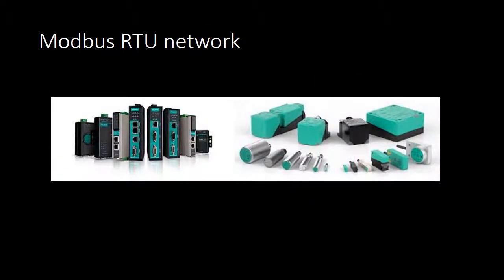A Modbus RTU serial network will have a master device, such as a DIN rail mounted card, which will issue commands to the slave devices. Slaves will be Modbus compliant and have the necessary technology on board to communicate.